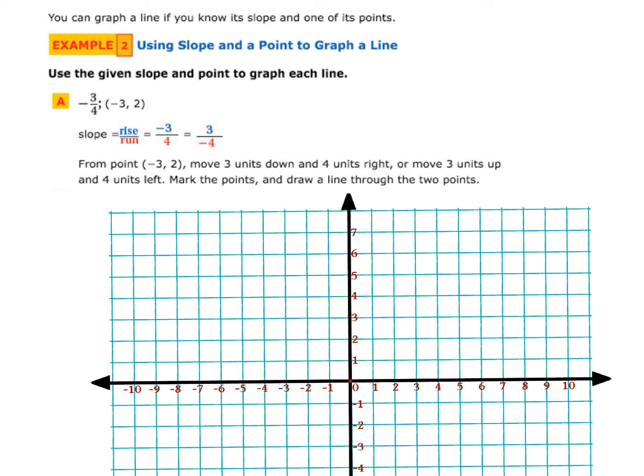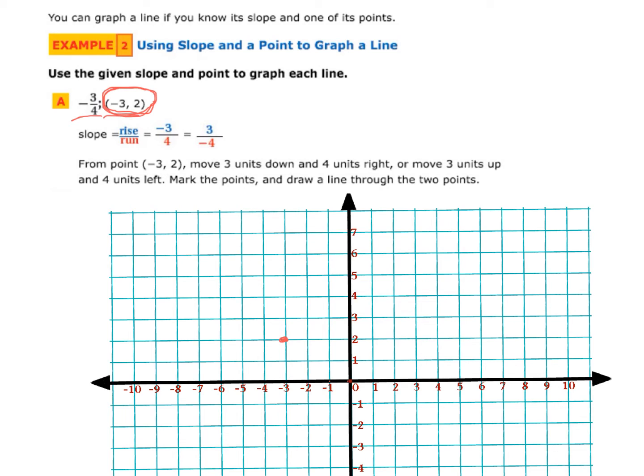Previously, we found the slope of a line given 2 points. In this example, we're actually given a point and then a slope. And from those 2 bits of information, we can graph a line. In example A, our point is -3, 2. And that is where we're going to start, because we need a starting point to do our rise and our run. So our starting point on our graph is -3, so 1, 2, 3, then up 2. And there is my starting point.